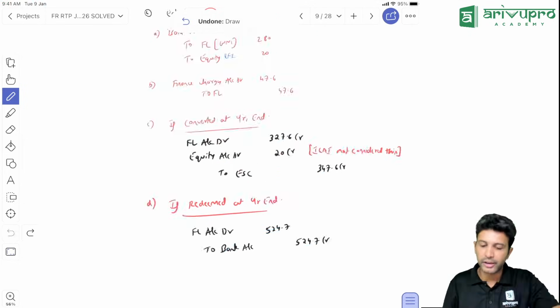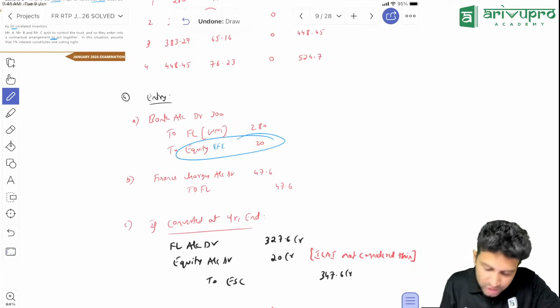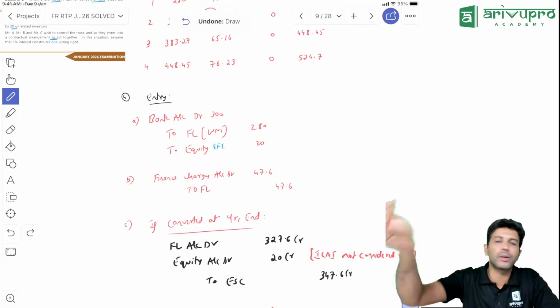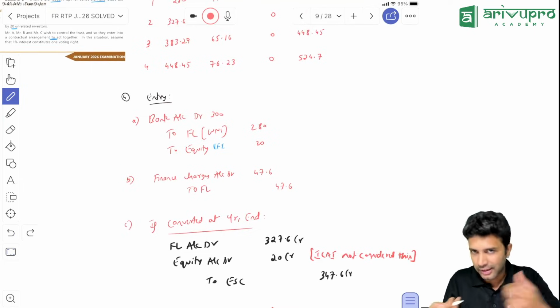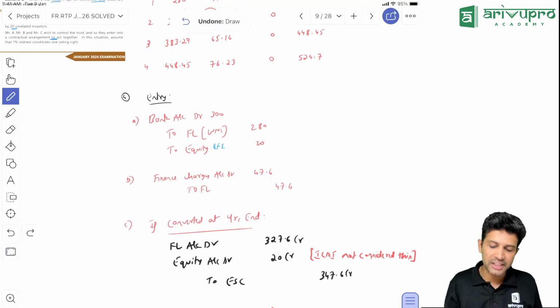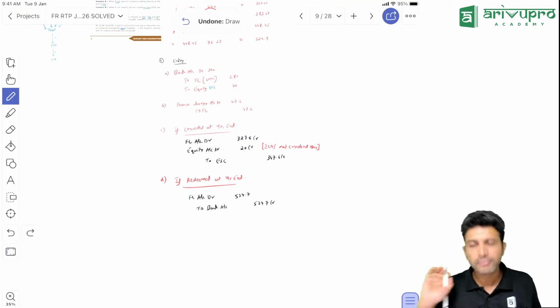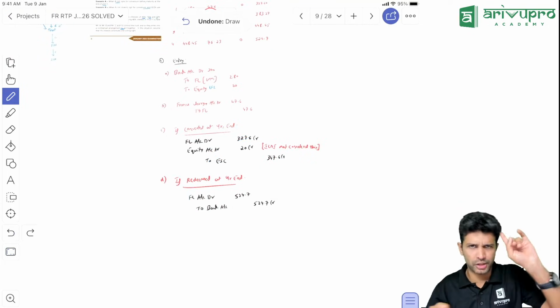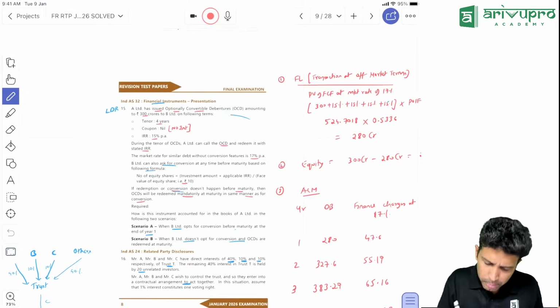I feel one more entry should have been passed. This equity is not required anymore. You'll have to release it into retained earnings, in my view. In this problem, they've totally ignored the equity portion. They only accounted for the financial liability portion. That's all this is, a very simple question. Just know that it's a compound financial instrument.